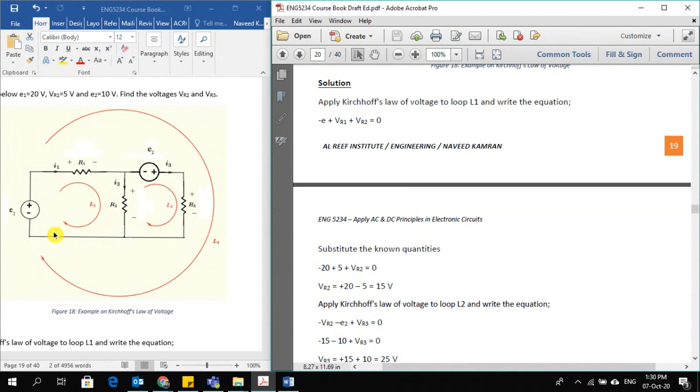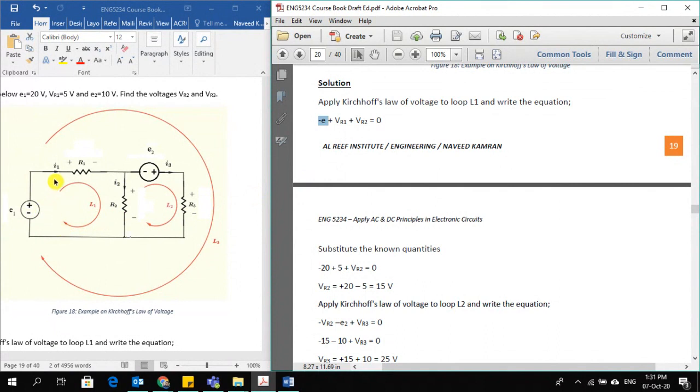But some voltages are negative, some positive. How will I identify that some voltage is positive or negative? I told you the rule of thumb. The thumb rule is that if you see the negative sign first, I'm coming in the clockwise direction and I reach this voltage source E1 and I saw its negative polarity first. So I will write minus E1. So here I wrote it minus E1.